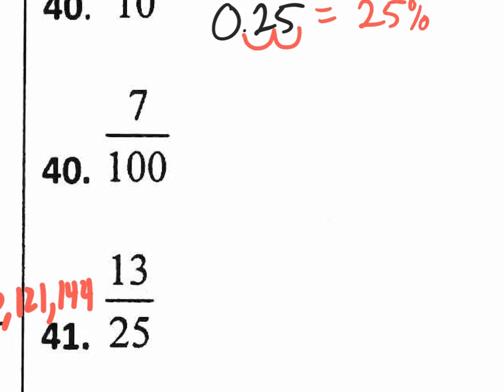This last one, or not last one, but close to it. 7/100ths. 0.07. Yeah, if you listen to it, the 0. This is the tenths, this is the hundredths. So 0.07, that's read the same way, 7/100ths. As a percent, what would that be? 7%. Okay.